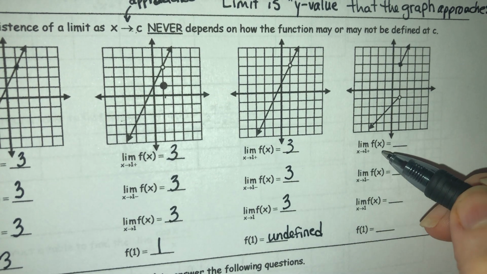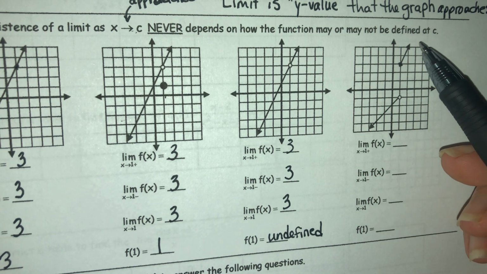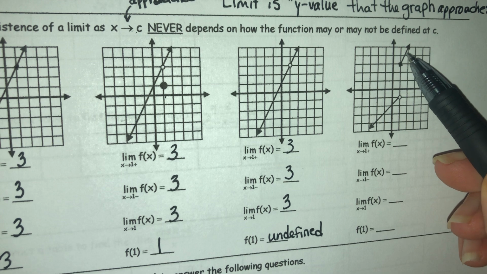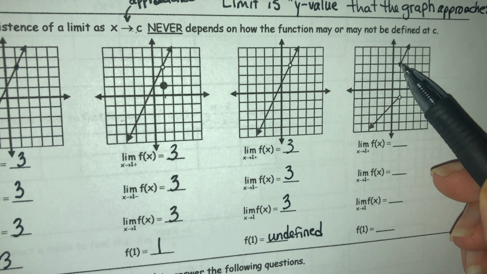Okay, so the limit as x is approaching 1 from the right-hand side of the graph. My graph, if I'm coming in from the right toward the x value of 1, the y value my graph is approaching is 3.